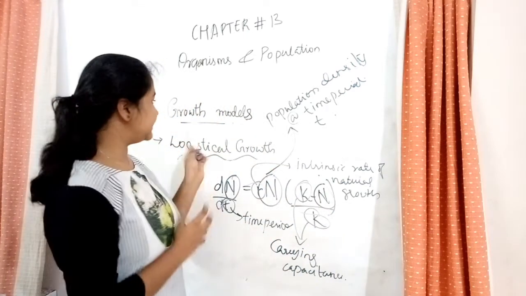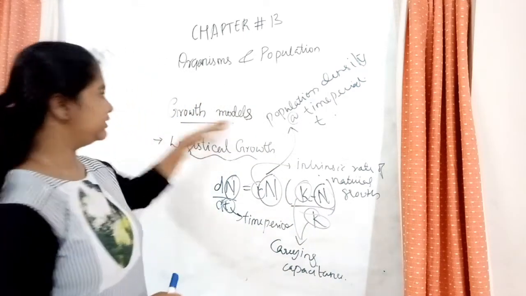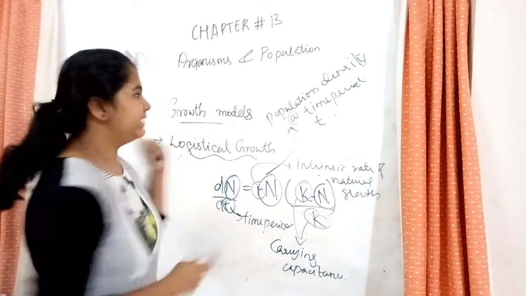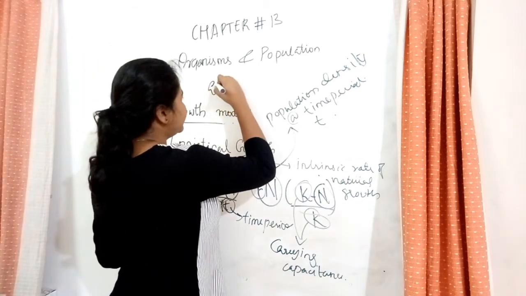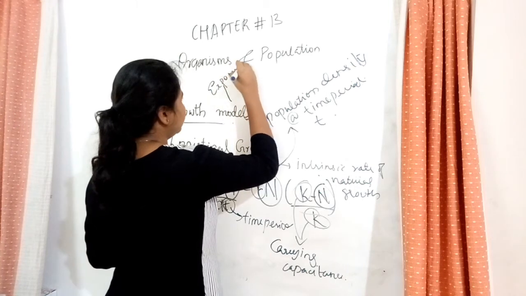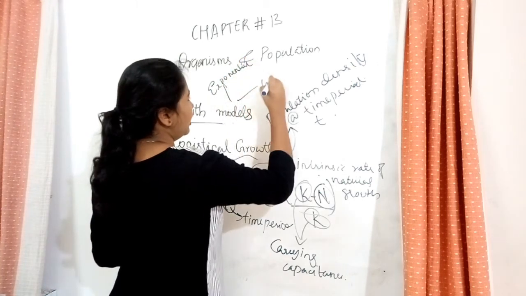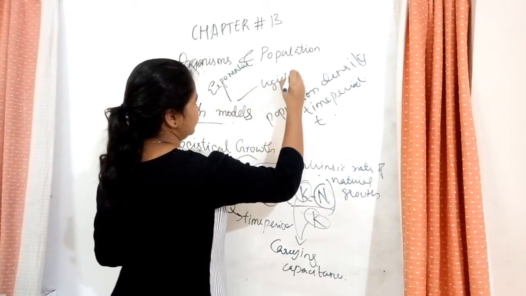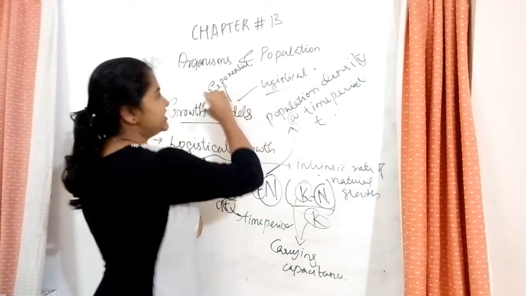So we have discussed all points that come under growth models. Which were the two of them? They were exponential and logistic. So learn the equations and the graphs. It is important too.